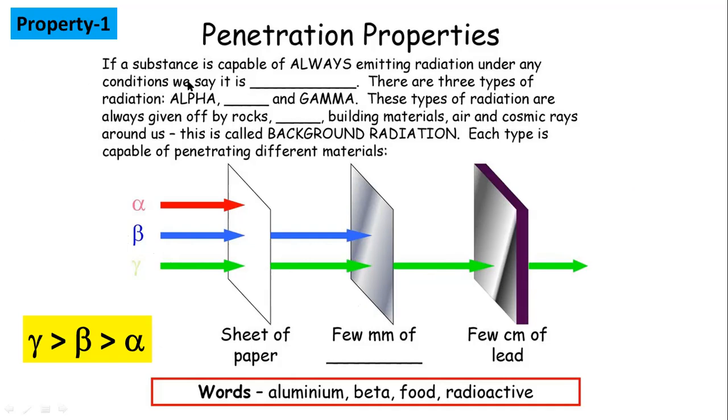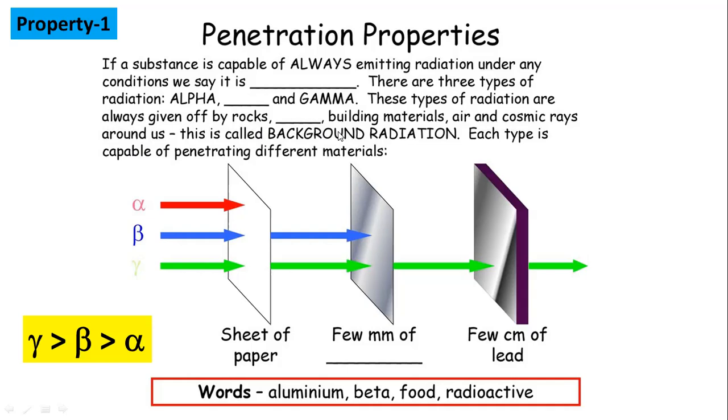If a substance is capable of always emitting radiation under any condition, we say it is radioactive. There are three types of radiation: alpha, beta, and gamma radiations. These types of radiation are always given off by rocks, food, building materials, air, and cosmic rays around us, and this is called the background radiation. So you are surrounded by different types of radiation around us, and these are called the background radiation.